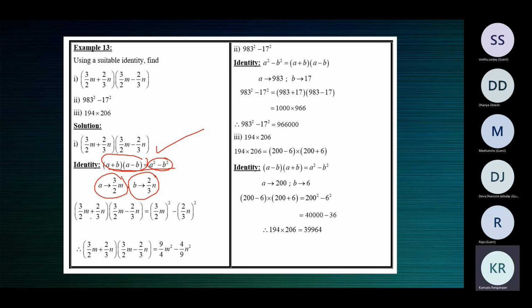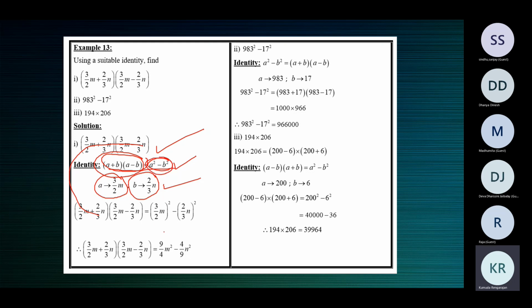All right. So first is identity. First, you identify the identity. That's the first step. Then write out the values of a and b. After that, write the given question. This is the given question. Write that here. Is equal to what's the answer? The answer is a square minus b square because the question is like this.